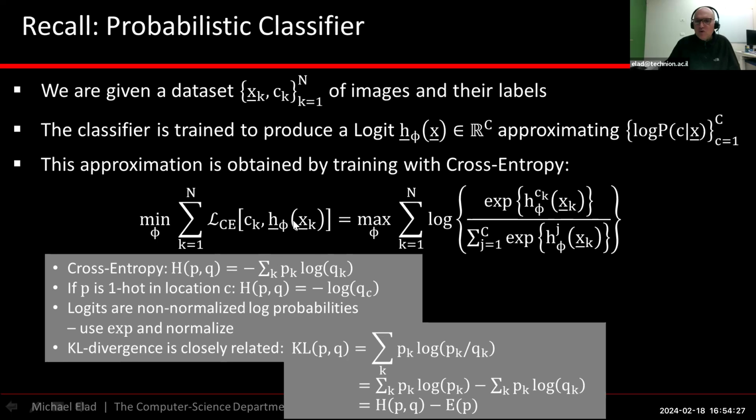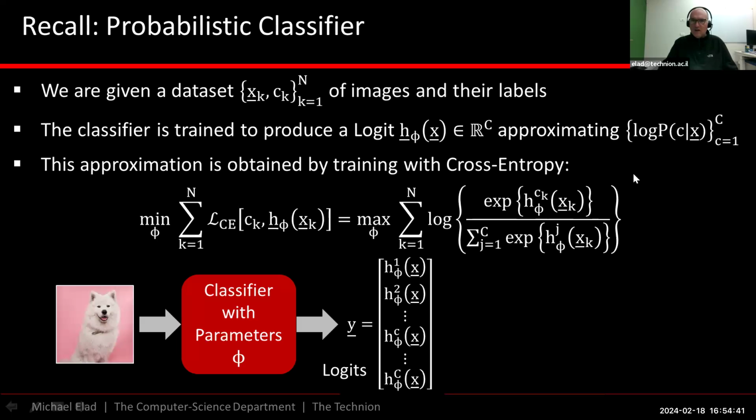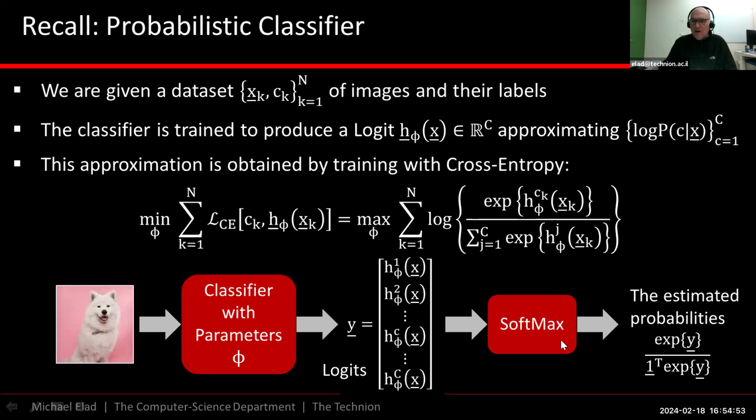And when you train like this with this horrible looking loss, you are basically training your machine to produce logits that are aiming to be approximations of the log of the probabilities of belonging to each of the classes. Okay, so here is what happens. You have an image, it goes through this classifier that has been trained, you get logits. Those are proportional to the log of the probabilities. You have a softmax operation that takes you to actual probabilities by normalization, just like we did here in the expression.